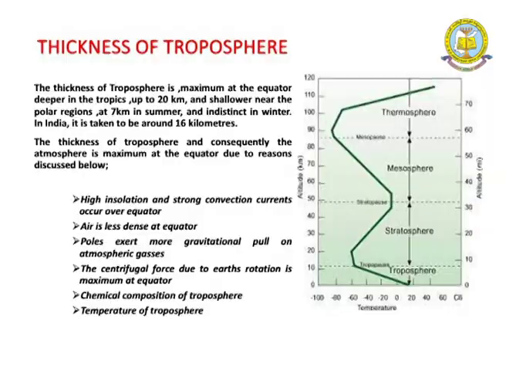Before that, we are going to discuss why the thickness of the troposphere changes. We have discussed that the layer of troposphere has varying thickness. Why does the thickness vary? The thickness of the troposphere is maximum at the equator, deeper at the tropics up to 20 kilometers, and shallower near the polar regions. In summer it is thicker than in winter. In India, the thickness of the troposphere is around 16 kilometers.